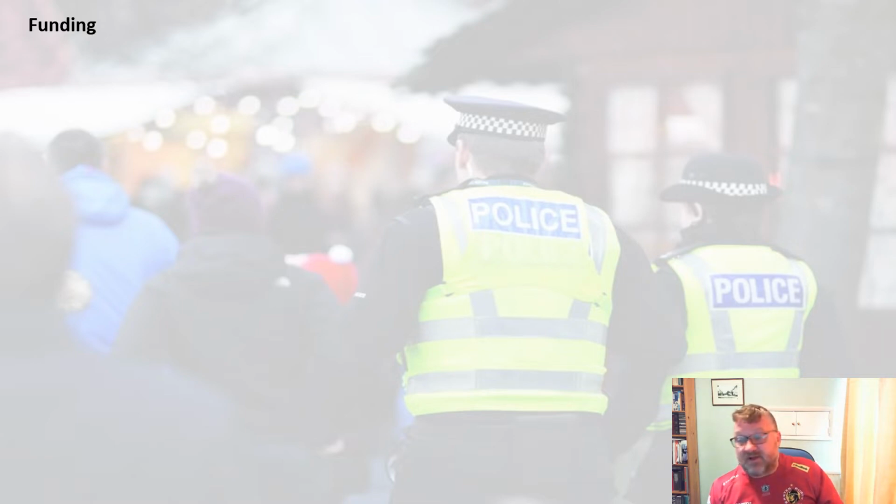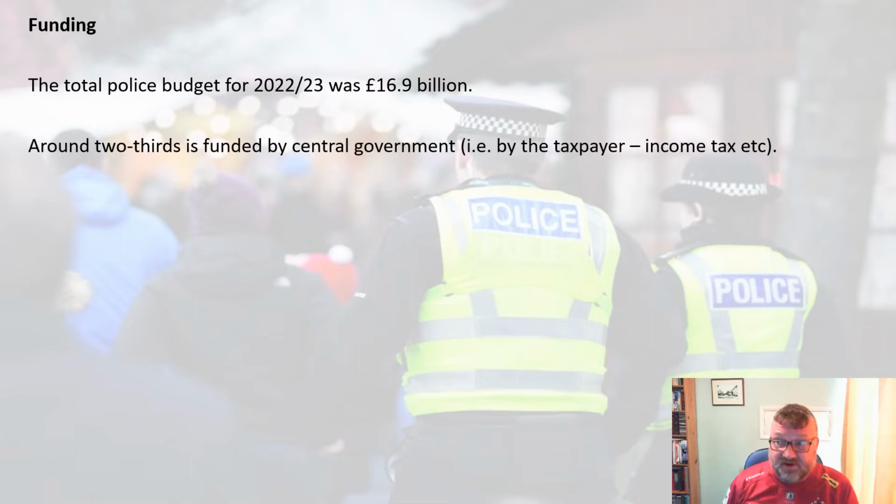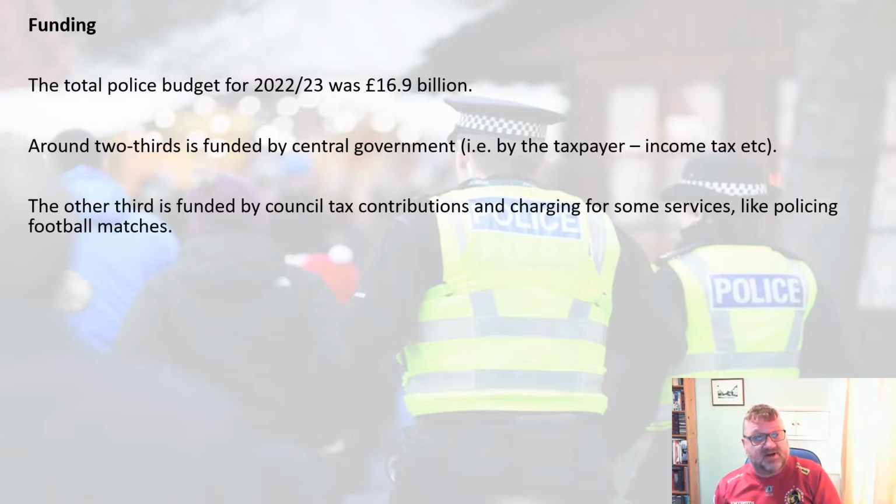The exam requires you to know about funding. So there are 3 areas the police are funded by. Try and remember these because this question has come up a few times. For 2022-23, the total police budget was £16.9 billion. Around 2/3 of that is funded by the central government. In other words, it's paid for by the taxpayer through income tax, etc. But the other third is funded by council tax contributions, and a small part of that third is for charging for some services like policing football matches.